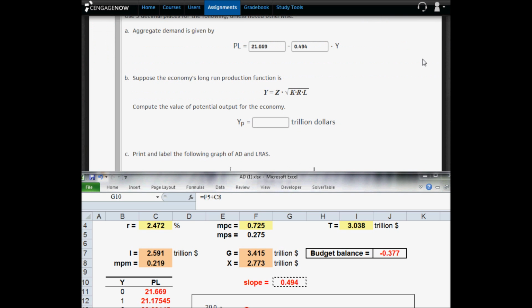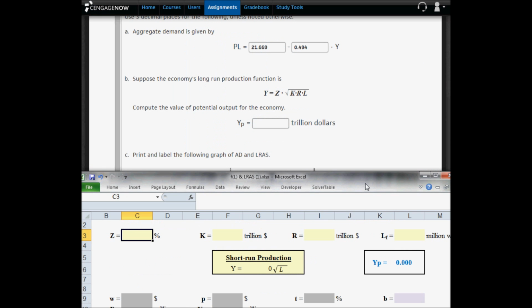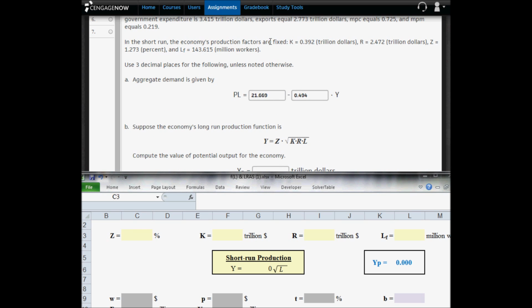To find long-run aggregate supply, we have to open up the Excel simulation that is called production function and long-run aggregate supply. After downloading the simulation, I open up Excel, and then I put Excel right below the internet web browser. To compute the value of potential output for the economy, I have to plug into my simulation the values in this part of the problem.